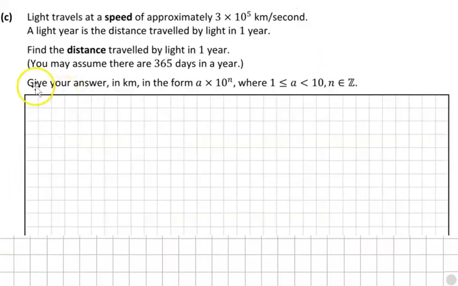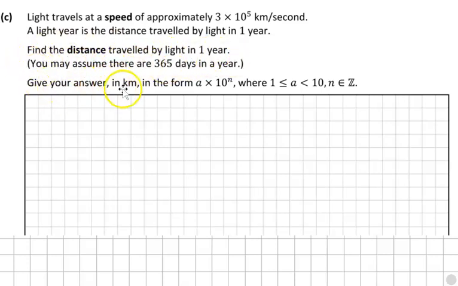Here's another example using standard form, from an exam question from Leaving Cert Ordinary Level Maths. Light travels at a speed of approximately 3 times 10 to the power of 5 kilometers per second. A light year is the distance travelled by light in 1 year. Find the distance travelled by light in 1 year. You may assume there are 365 days in a year.